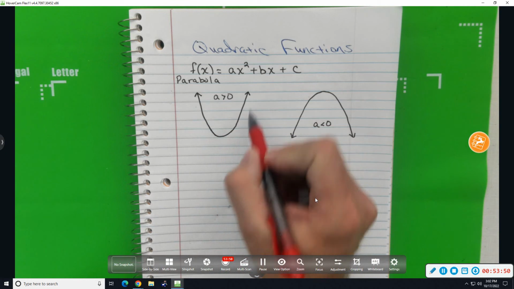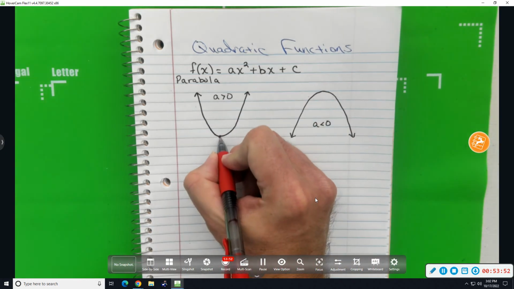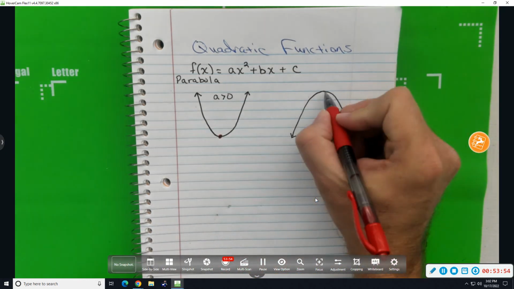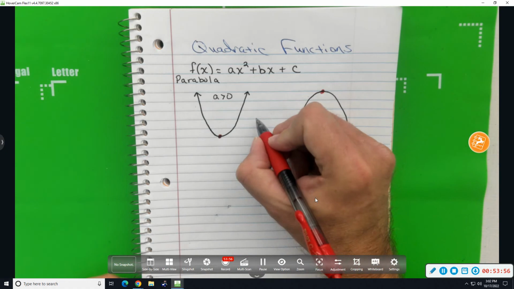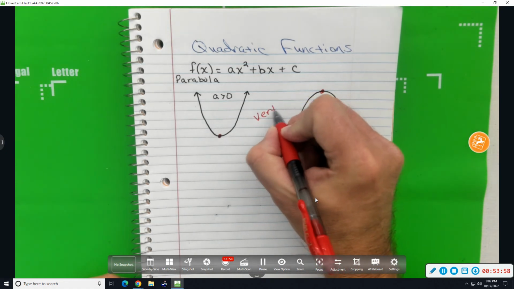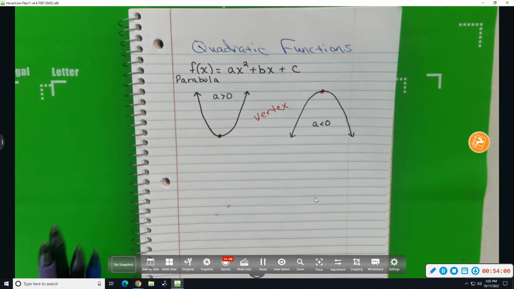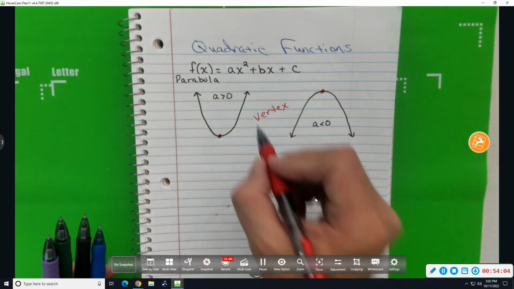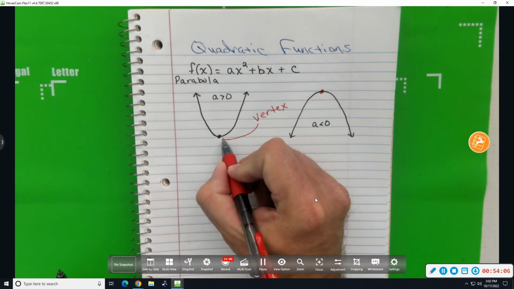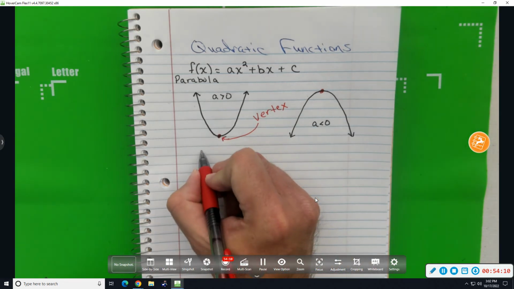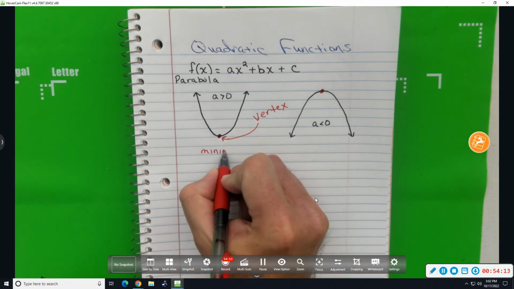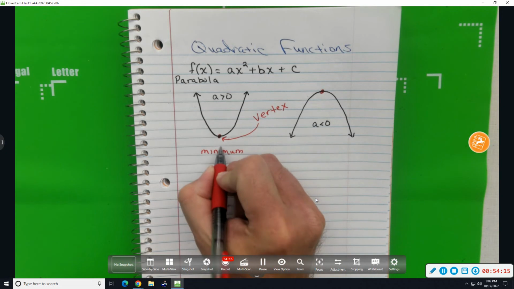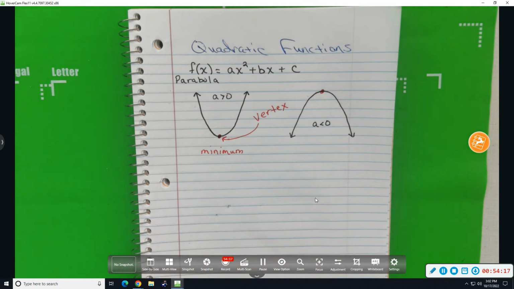Every parabola has a turning point, which is called the vertex. If the parabola is opening upward, that turning point is the low point on the graph, and we're going to call that minimum. That's where the minimum value, the smallest y value, occurs.